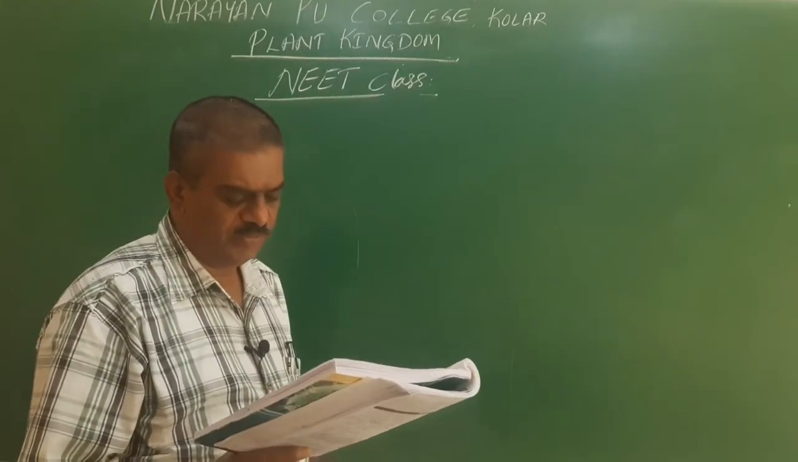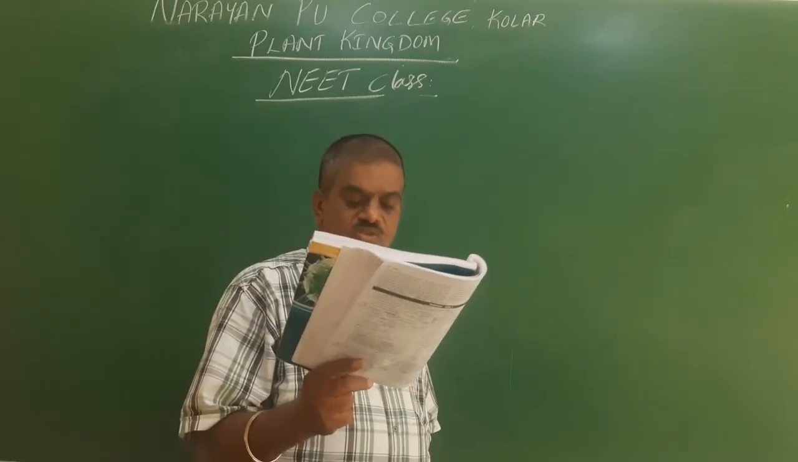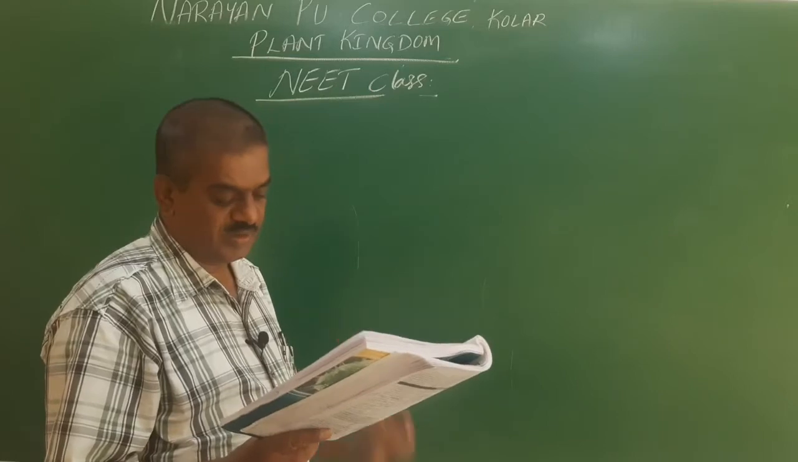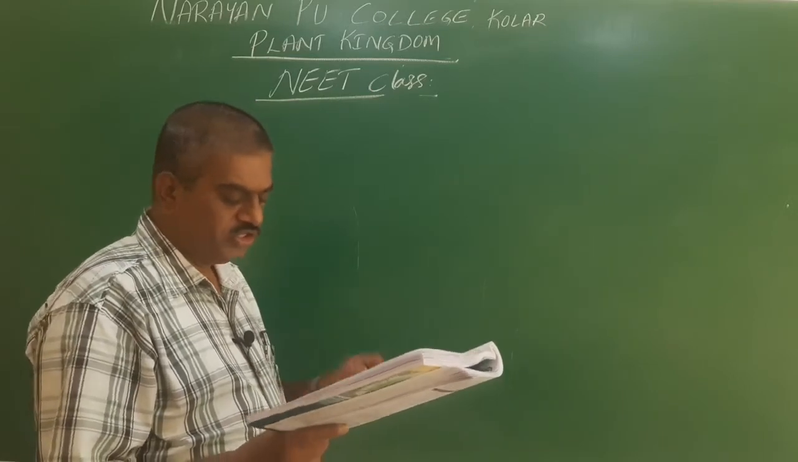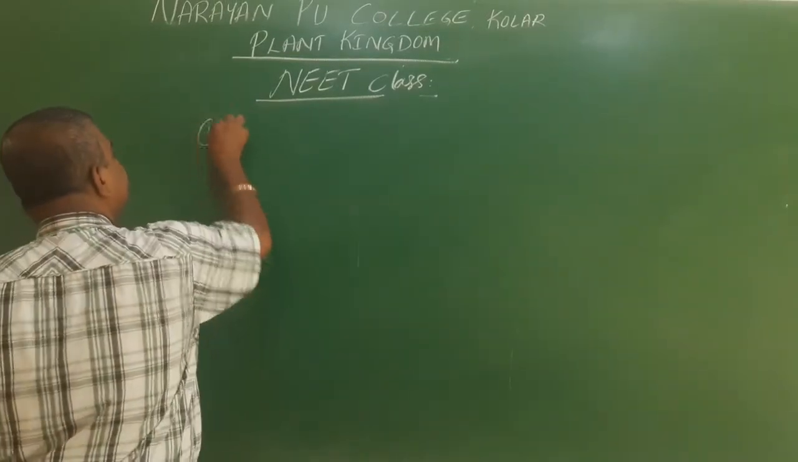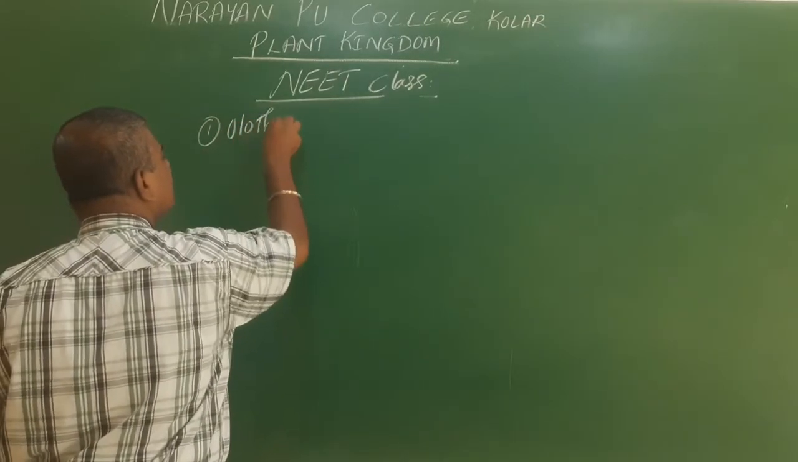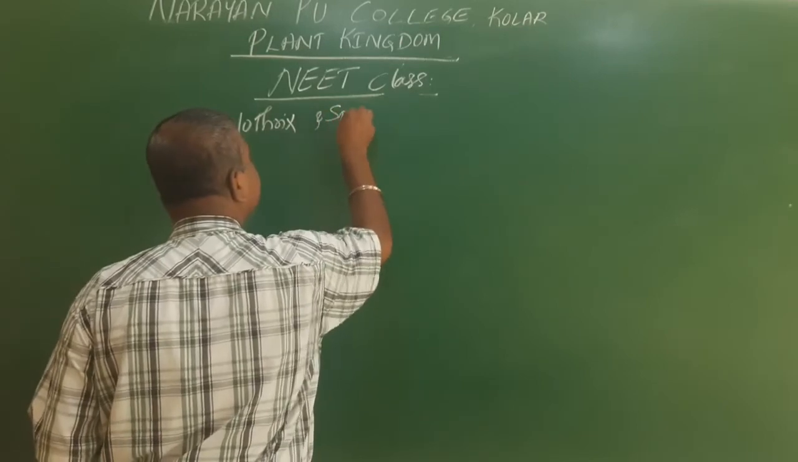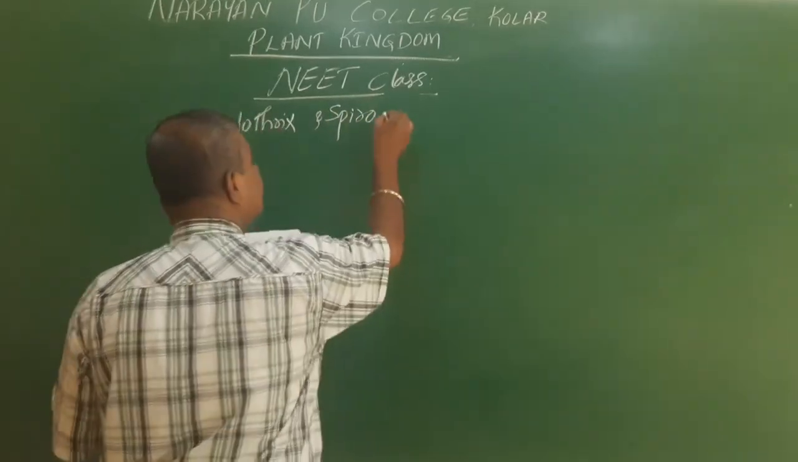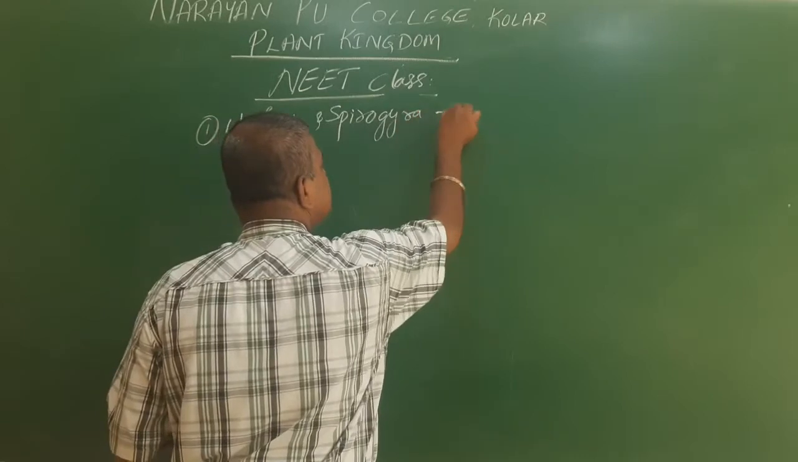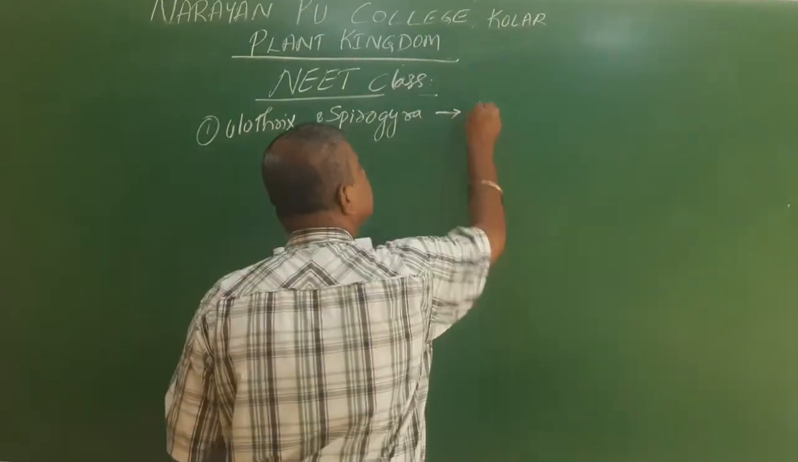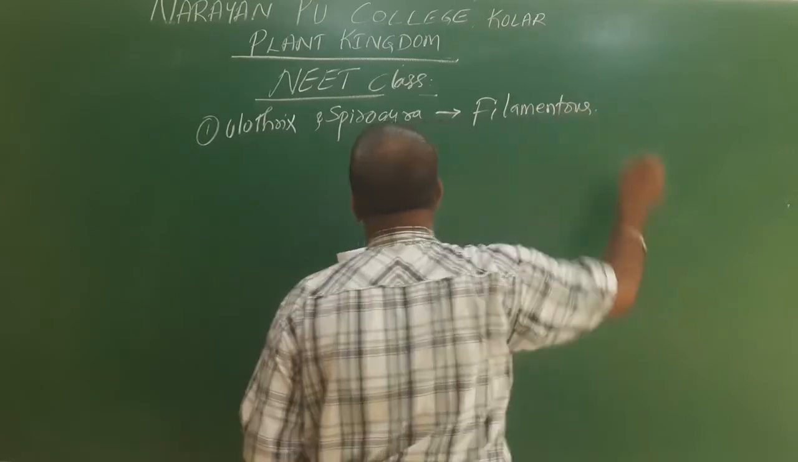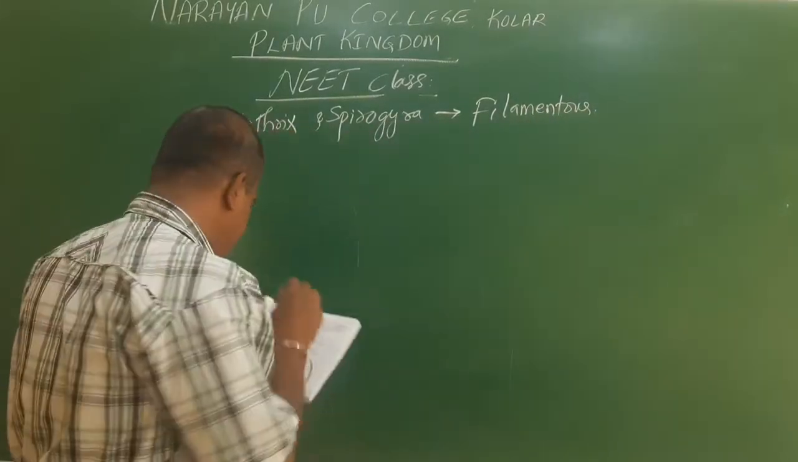Next, we go for the 26th question. Find out the incorrect match. So, first option, Eleutheryx and Spirochyra. So, this is called as filamentous algae. So, this option is right.